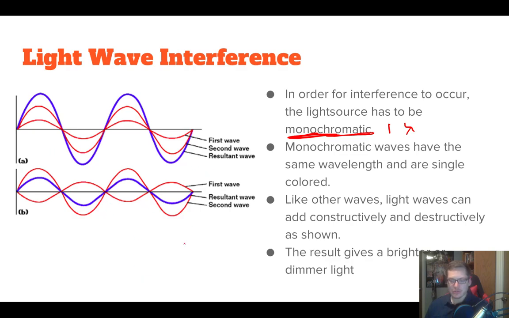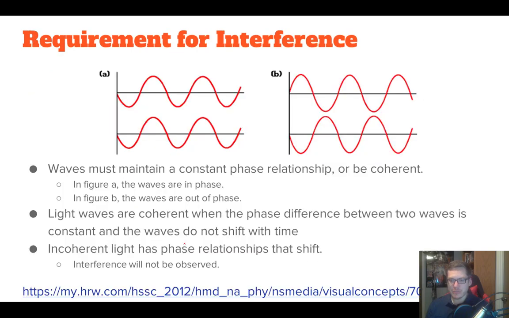And here they've showed us all these different ways and the resultants that they'll make. Now, in order for this interference to occur, there's one very, very important thing that has to happen. These waves that are hitting each other need to be in a constant phase relationship. Constant phase relationship.